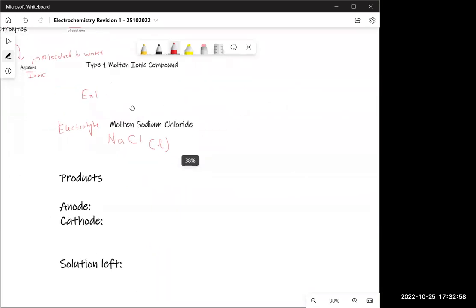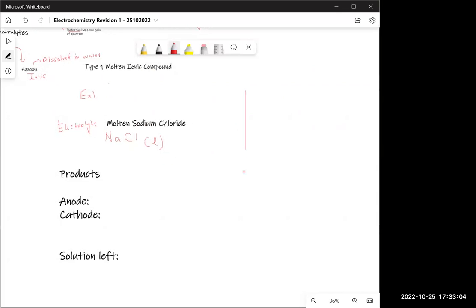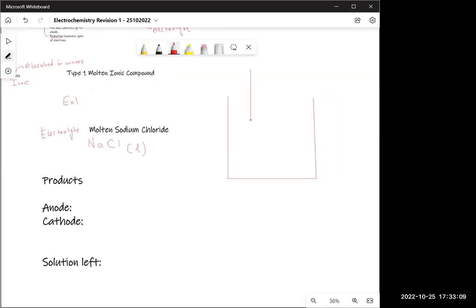Example 1. We had type 1, molten ionic compound, molten sodium chloride. Let's make ourselves the cell. Now, you don't have to draw this. If I have a cell like this, I'll have 2 electrodes. One of them is going to be positive, one of them is going to be negative. So positive, negative. Fine. And what is my electrolyte, Luna? Tell me. What is the electrolyte here? NaCl liquid. This is the electrolyte.